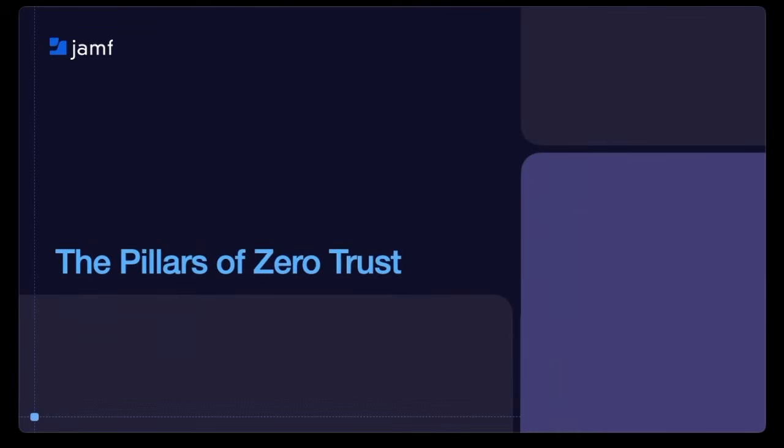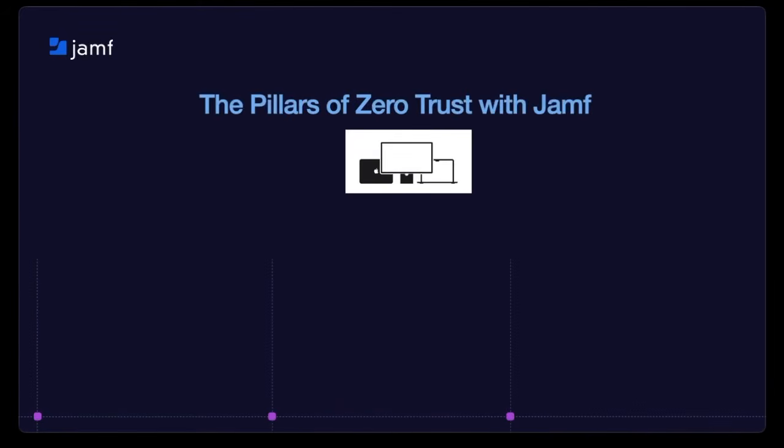So let's break it down into three core pillars of Zero Trust. First, we have identity. Cloud identity is a critical element of trust in the modern workplace. Integrating Jamf with your identity provider is crucial to support secure authentication and MFA experiences designed for Macs.